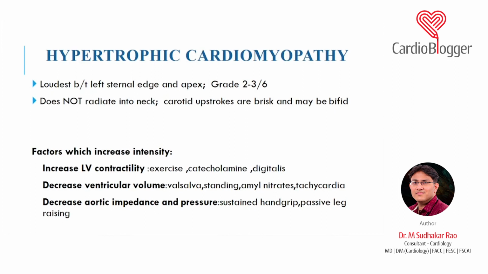A similar thing happens with Valsalva. On Valsalva, the LV cardiac output decreases, and that is why the AS murmur decreases. Whereas in HCM, because cardiac output decreases and the LV cavity decreases, you get more dynamic LVOTO, which causes an increased gradient and increased intensity of the murmur.